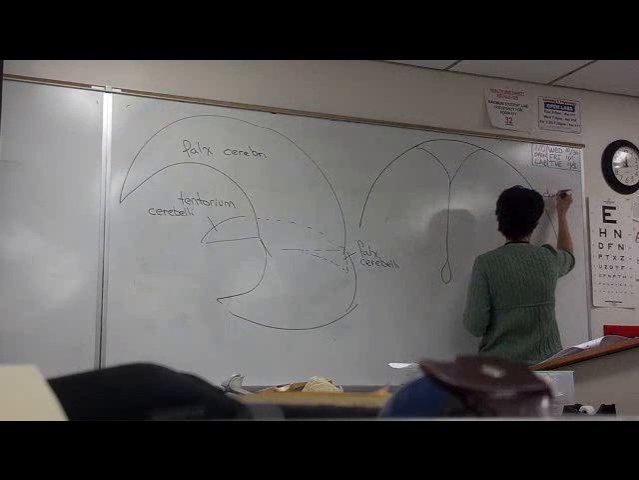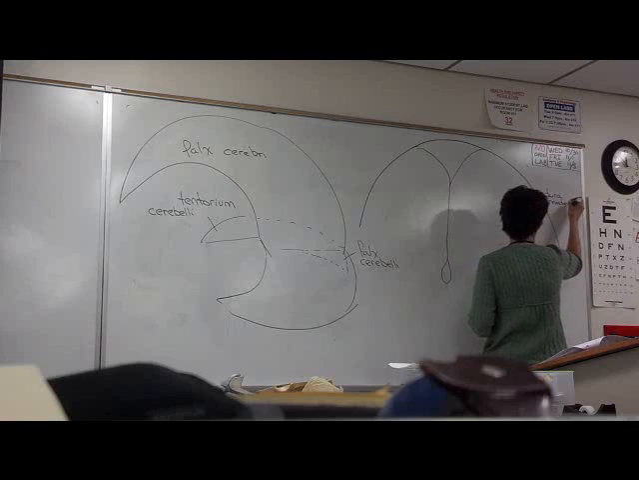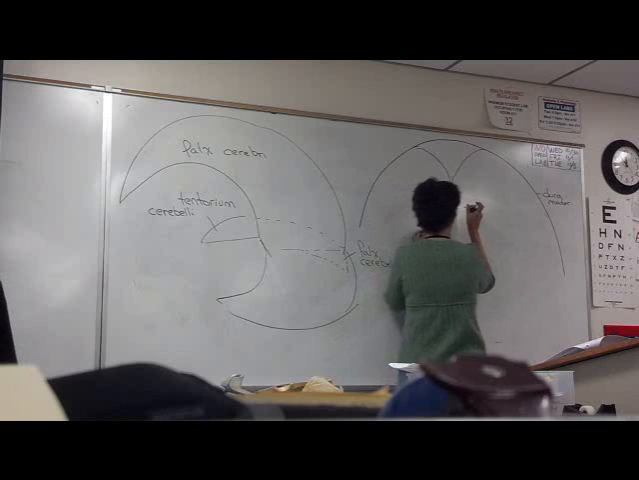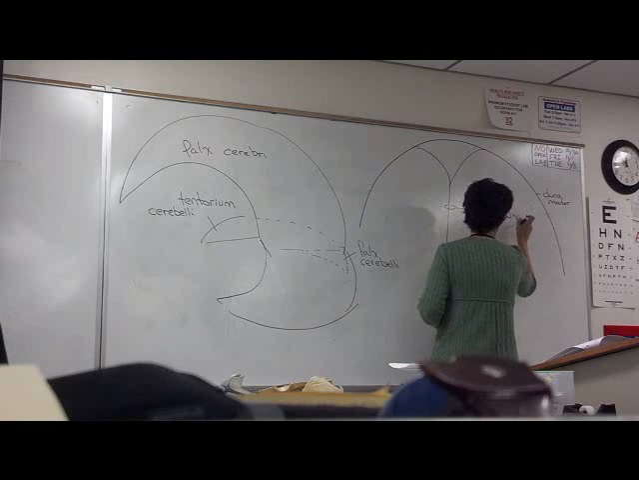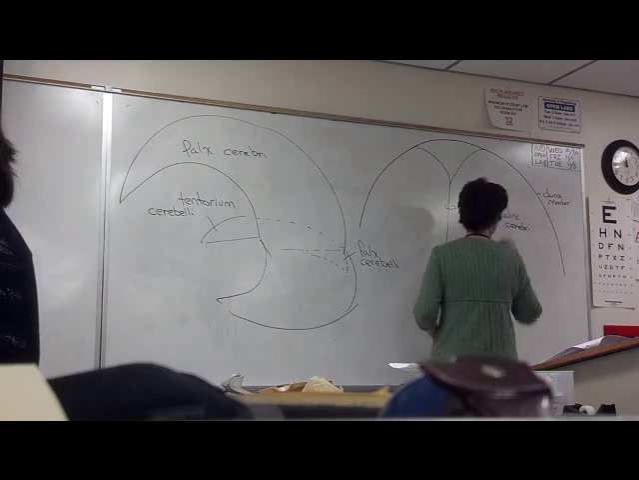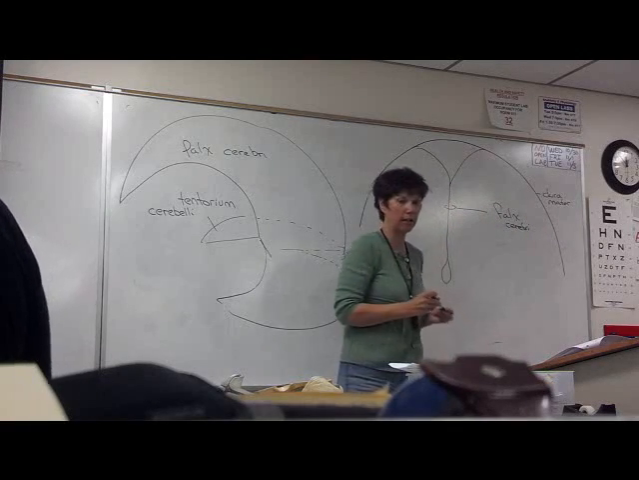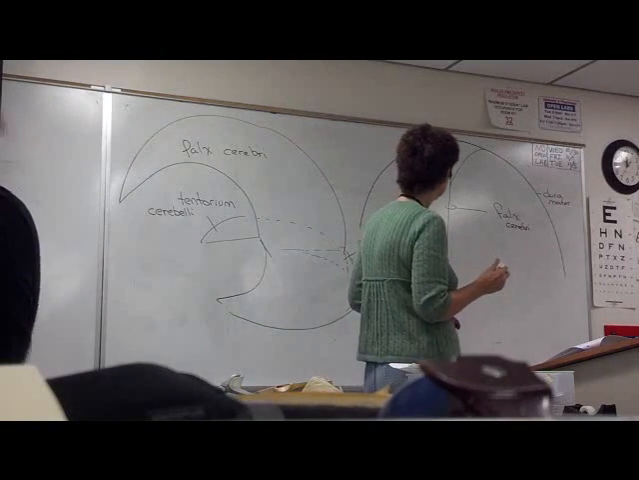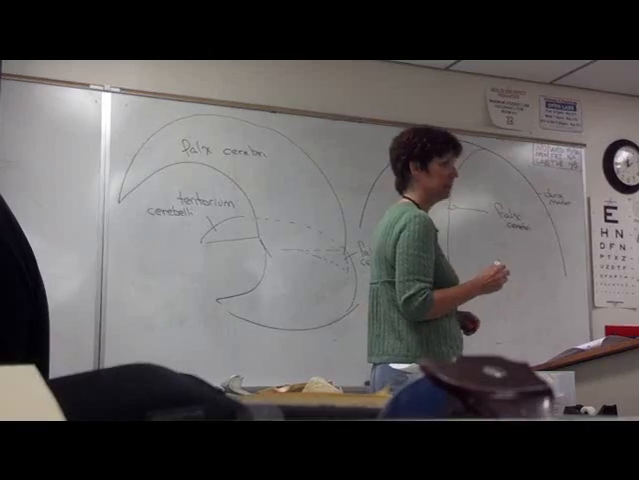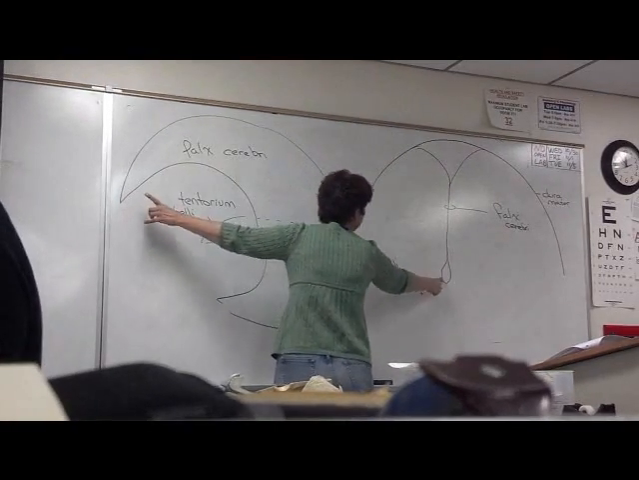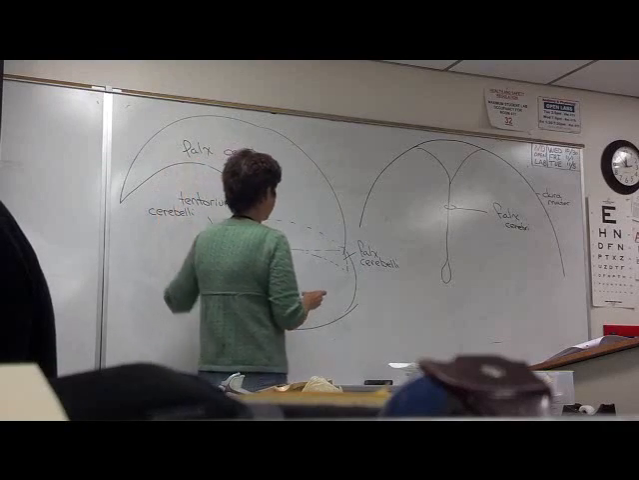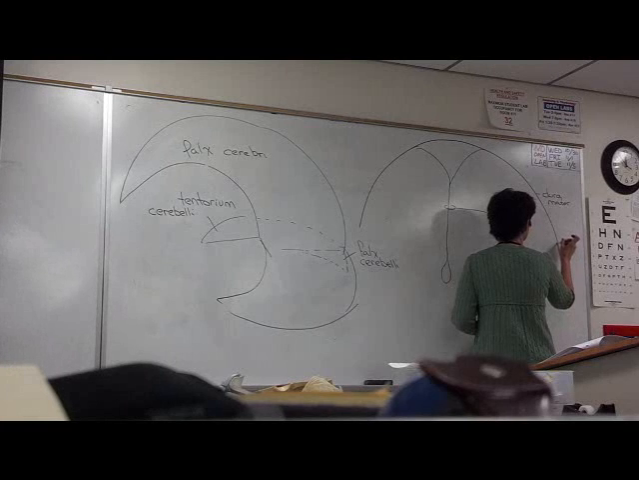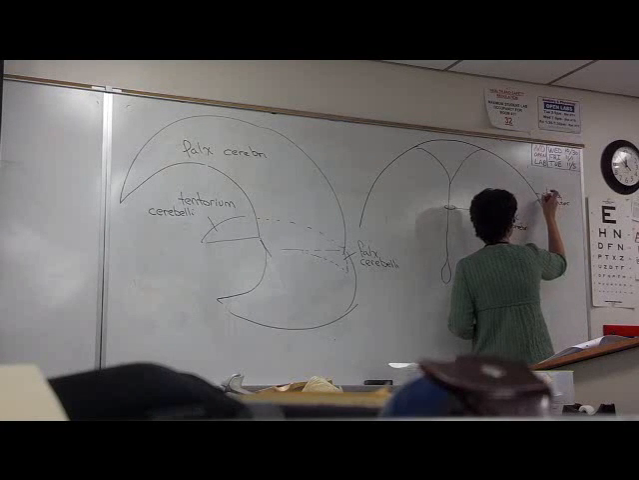So this is dura mater going around the side of the brain. This is the falx cerebri. Okay, and now if we add our other meninges, all right, so now I'm going to add the arachnoid mater. The arachnoid mater is attached to the inside of the dura mater.